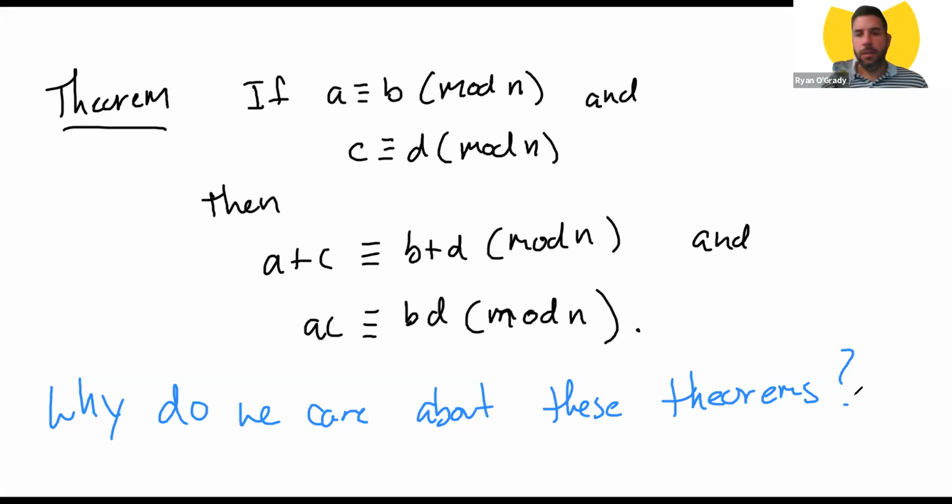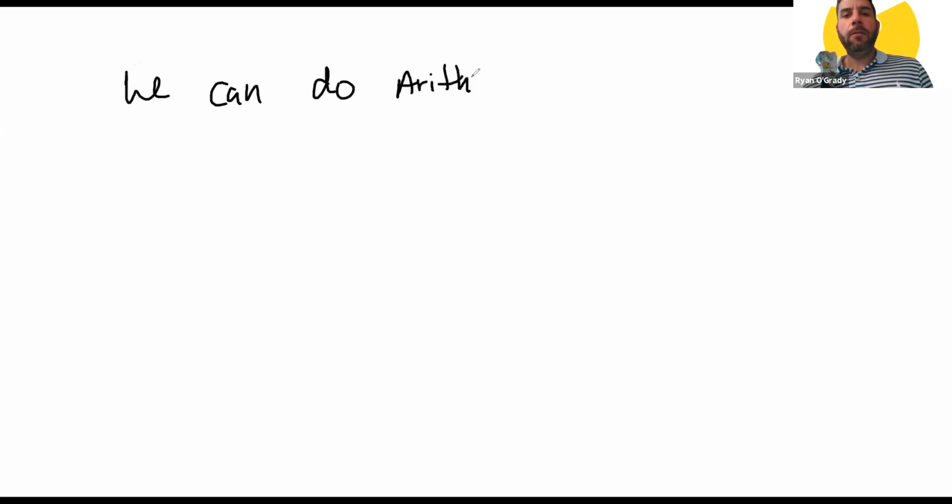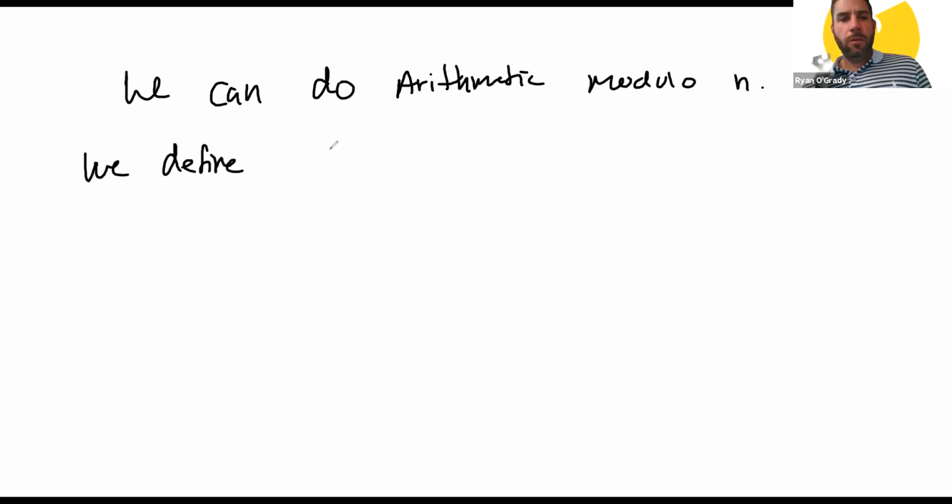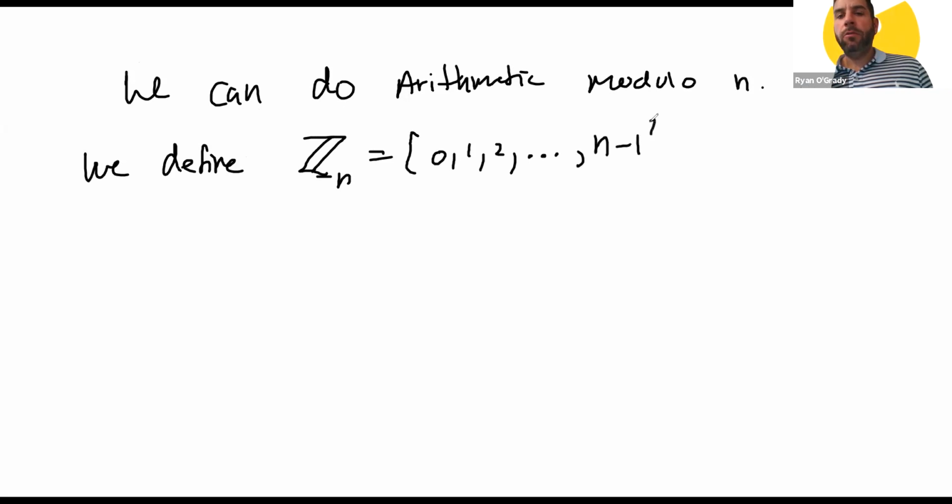Here we go, this is going to be fun. So we can do what we call arithmetic modulo N. Here we go. We define Z sub n to be this set: 0, 1, 2, all the way up to n minus 1.